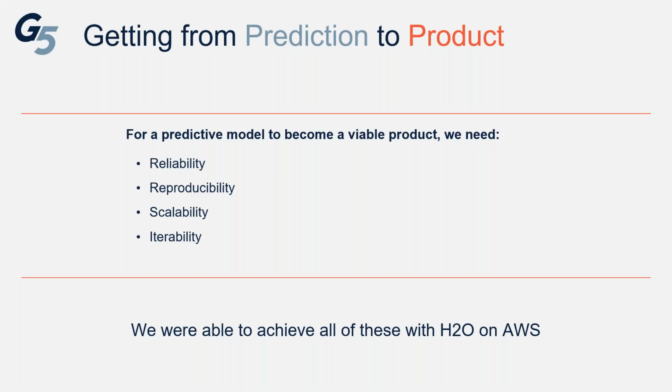The next thing that we needed to make sure of is scalability. Call volume, as you might imagine, ebbs and flows throughout the day. We need systems that are able to scale up to meet demand and scale down when they're not in use. That way, we're scoring calls when there are calls, and we're not wasting cycles when there are no calls to score. And lastly, we're concerned with iterability.